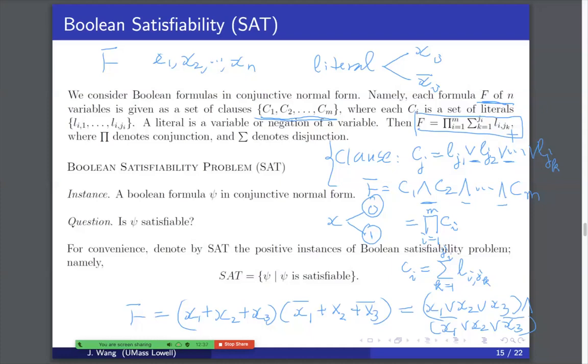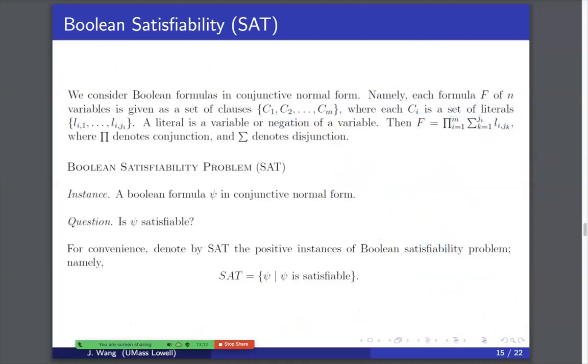So from now on, we're going to only look at Boolean formulas in this conjunctive normal form. We can use De Morgan's law to convert any Boolean formula into this form. Looking at this form will make things a little easier, and they are equivalent to any Boolean form. So any Boolean formula can be converted to a conjunctive normal form, using De Morgan's law.